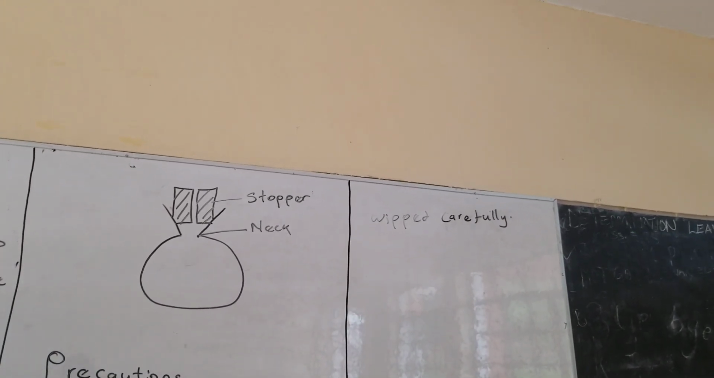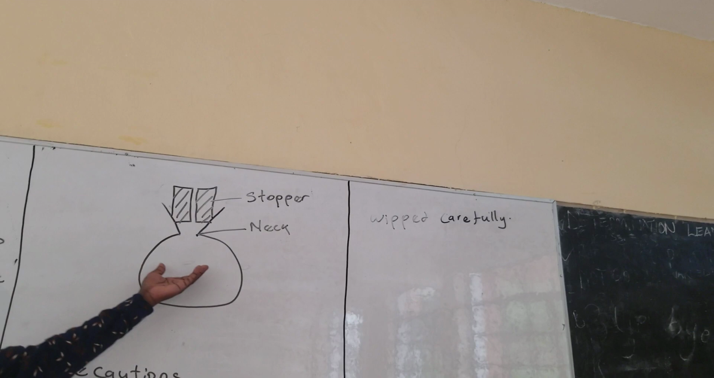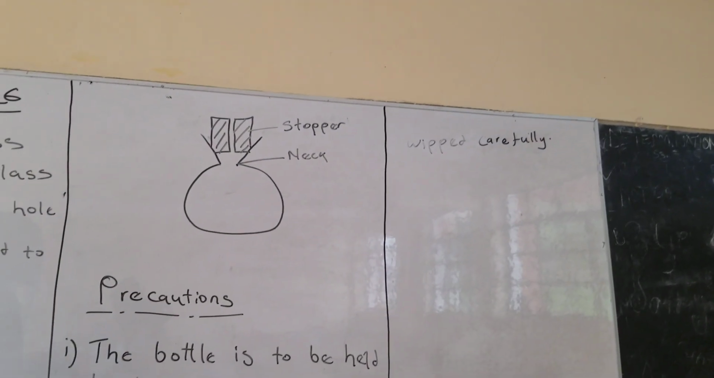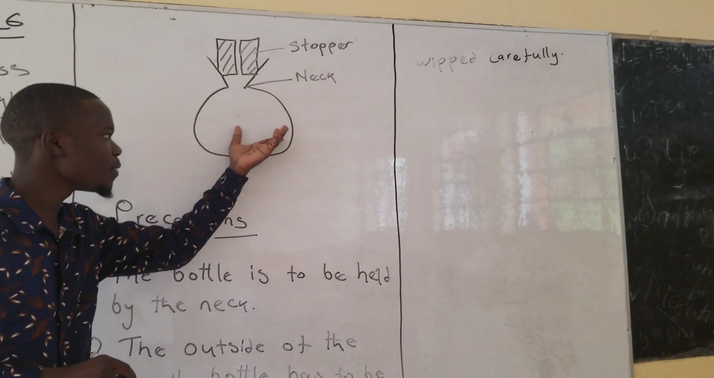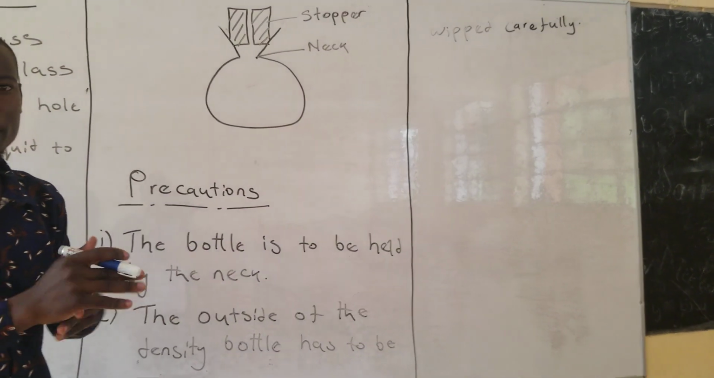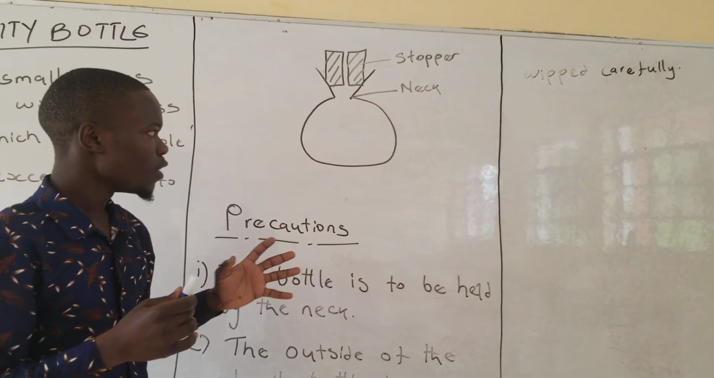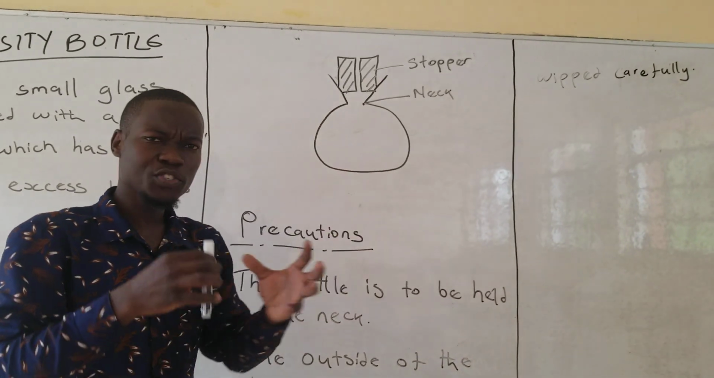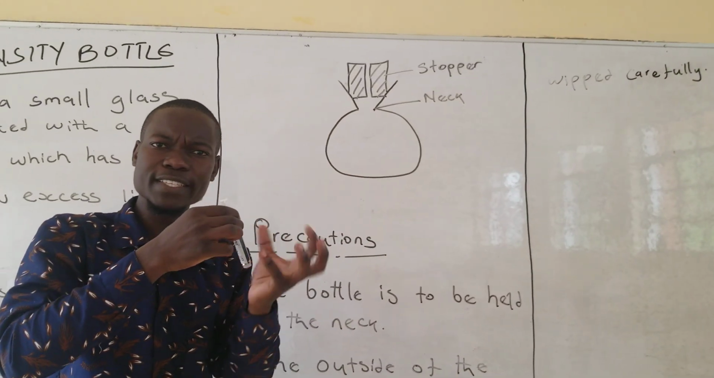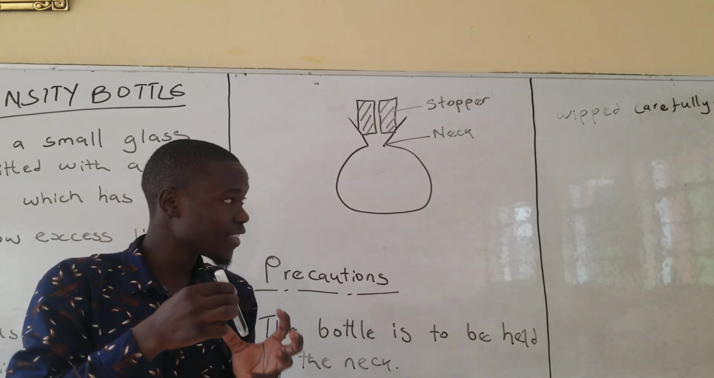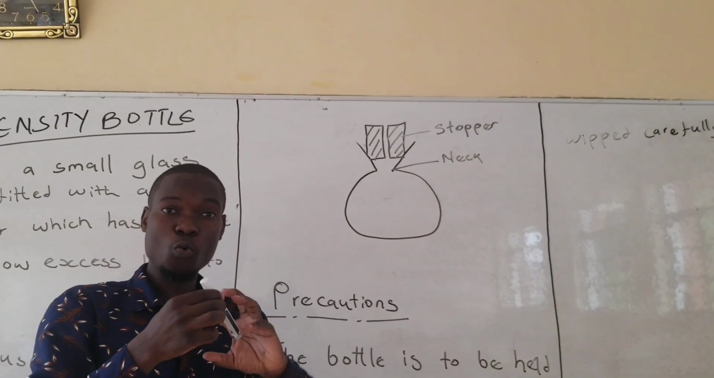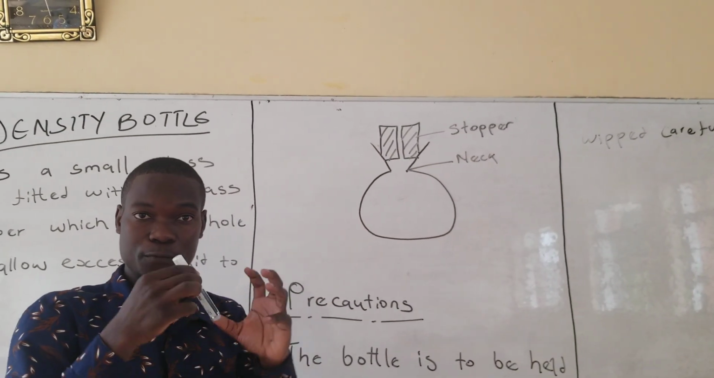So, number one thing, you realize that the density bottle is made of glass. And if the density bottle is made of glass, wiping it ruthlessly might make you break it. So as you are wiping the outside of the density bottle to keep it dry, you have to make sure you wipe it carefully.